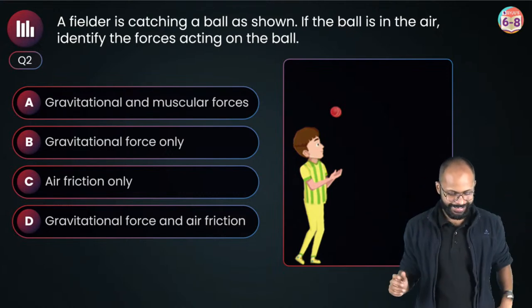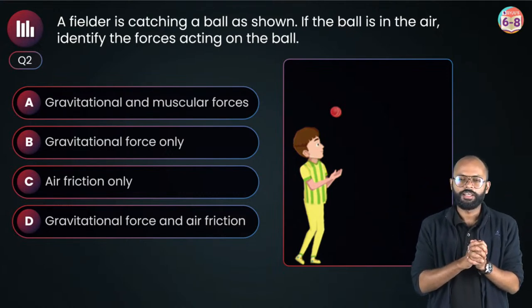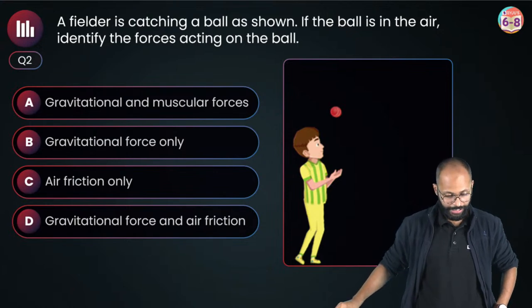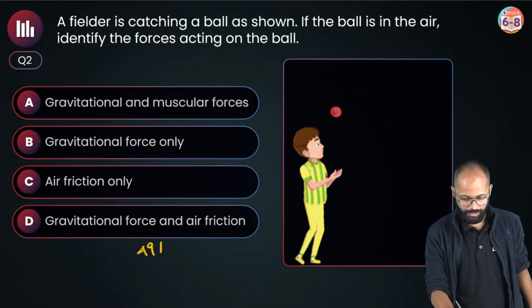3, 2, 1, let's end the poll. Let's see. Option D is 49%. Okay.